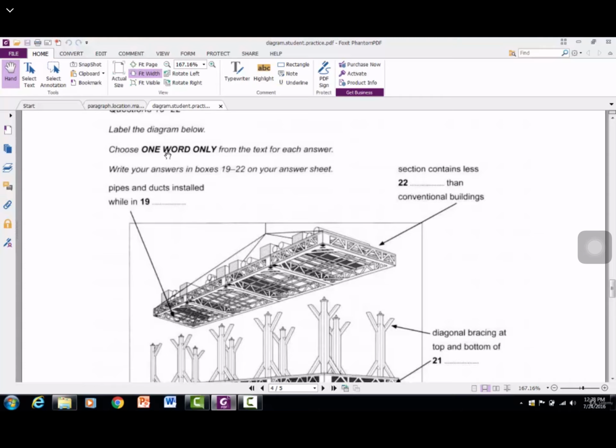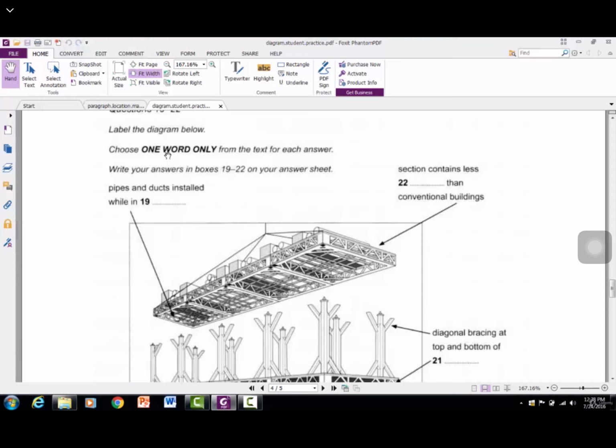Also, we should note that sometimes all the answers don't have to come in the same paragraph. 19 might come from paragraph 2, 20 and 21 might come from paragraph 3, and 22 might come from paragraph 4. Or it's possible they all might come in the same paragraph, but you have to be aware that they may not all come in the exact same paragraph, okay? So let's be aware of that.